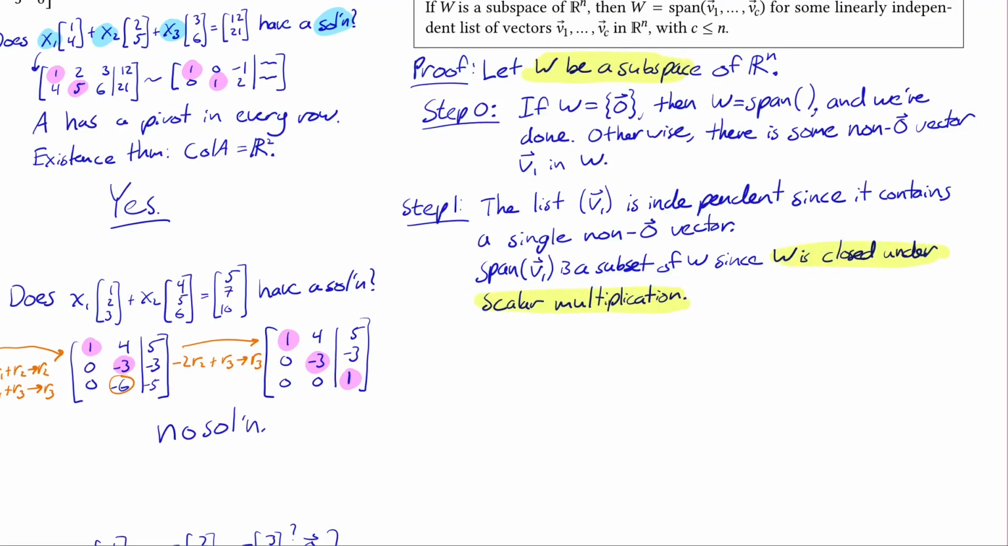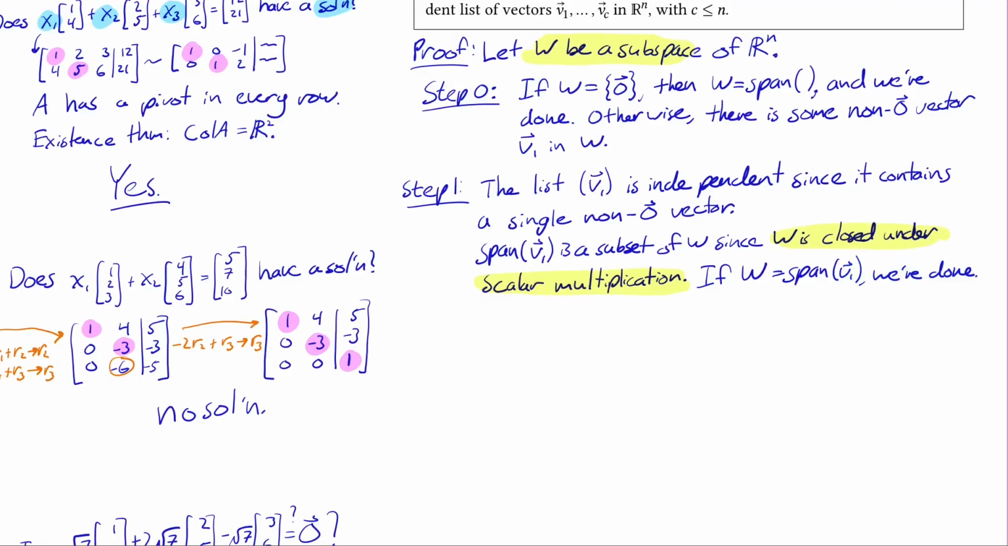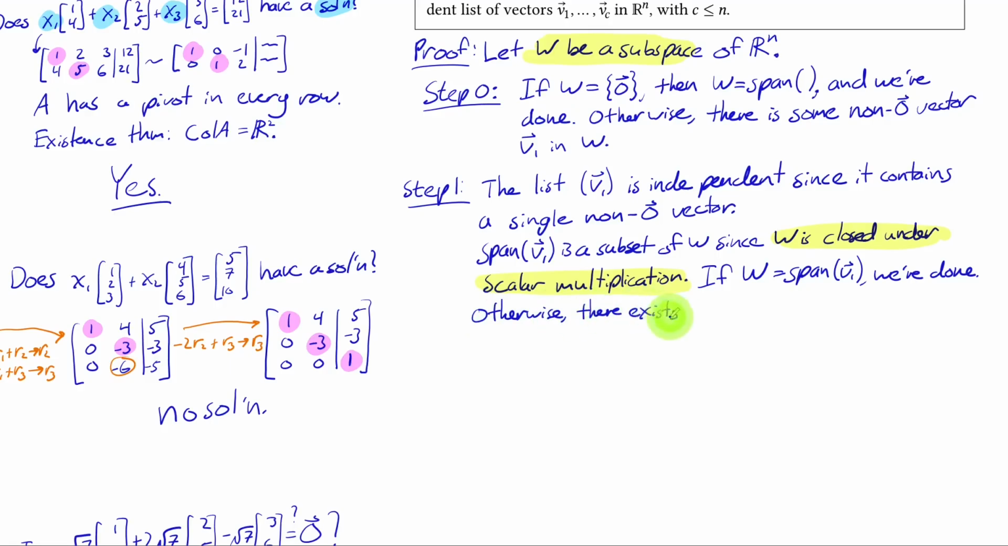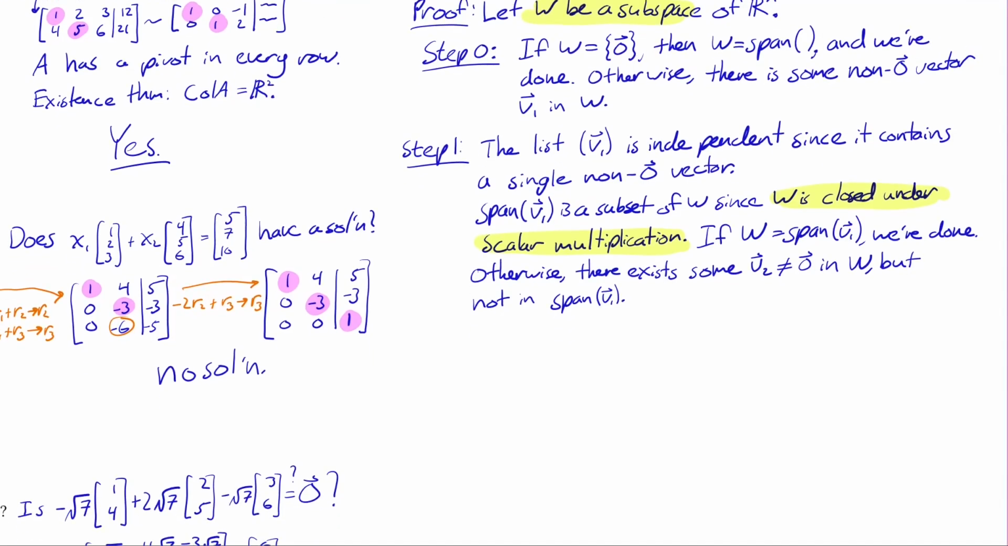So now it might be that everything in W is also in the span of V1. And in that case, we're done, because we have this linearly independent list of one vector that spans W. And we can skip the rest of the proof because we've proved it. But if that's not the case, then there's something in W that's not in the span of V1.